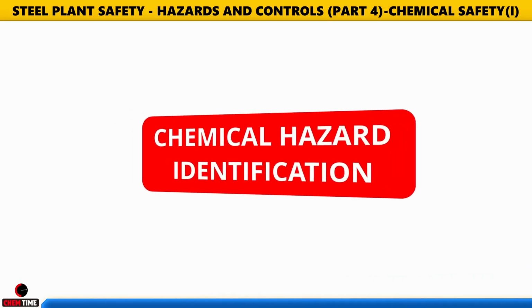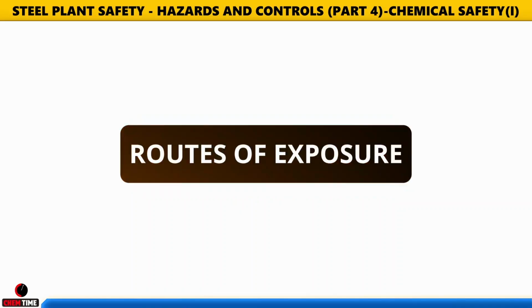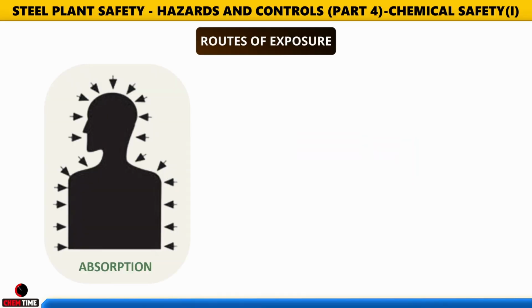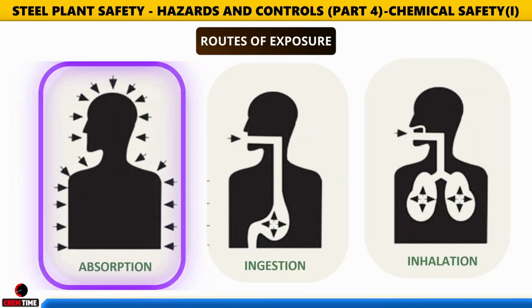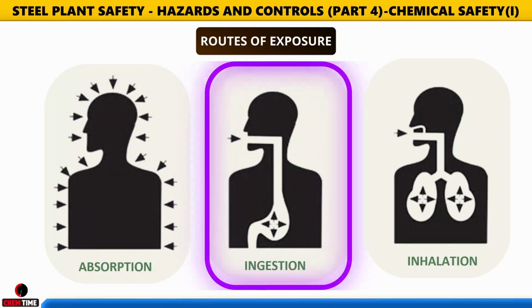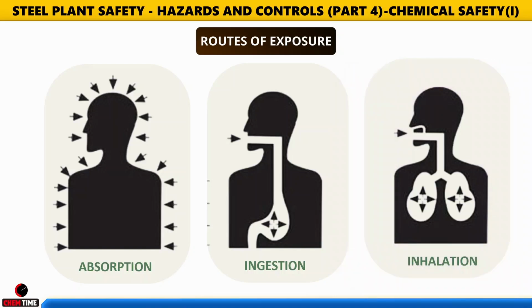Let's go to chemical hazard identification. How to identify the basic routes of exposure for any chemicals into the body? They are 3. Number 1, absorption. Number 2, ingestion. And number 3, inhalation. Absorption: through your skin, they are going into your body. Number 2, ingestion: through your mouth, they are going inside. And number 3, inhalation: through your nostrils and your mouth, going to your lungs. So these are the 3 areas from which any chemical can enter into your body.